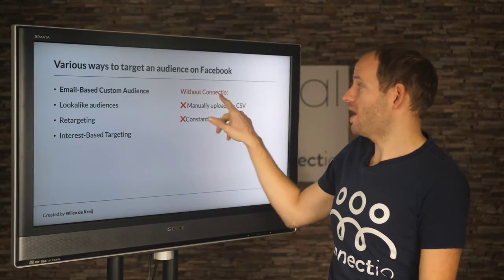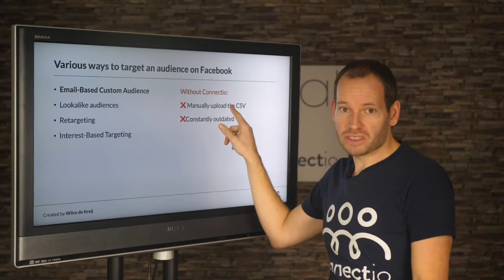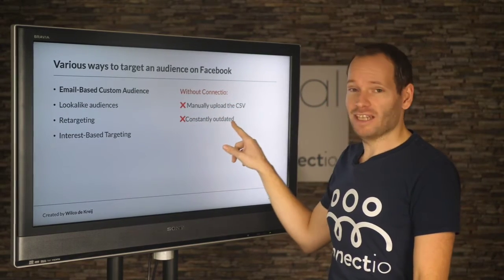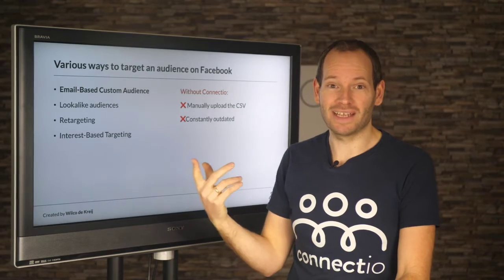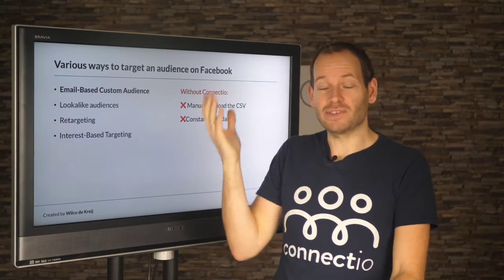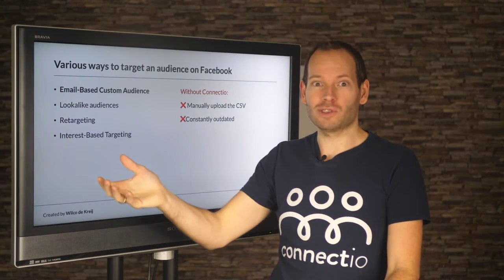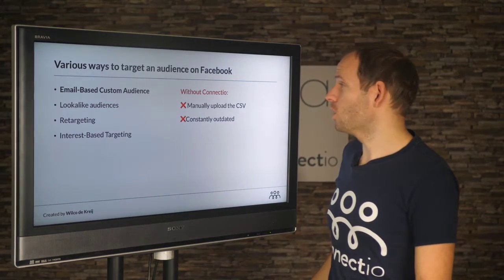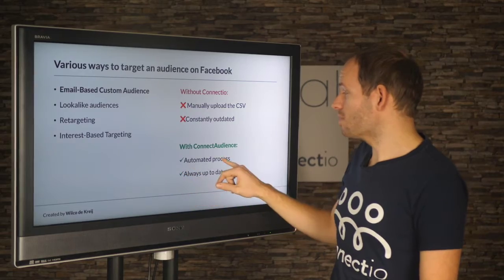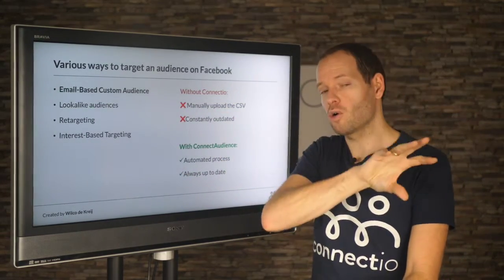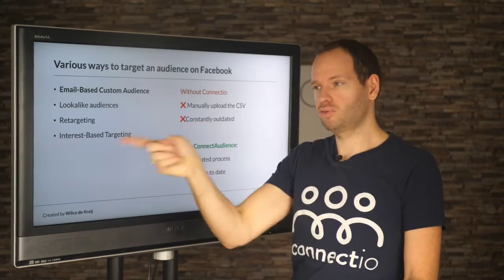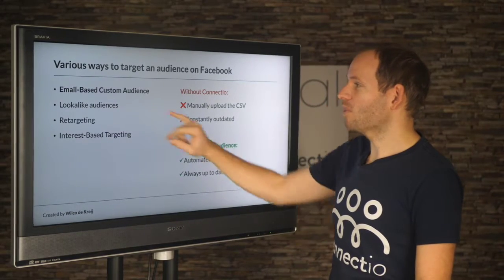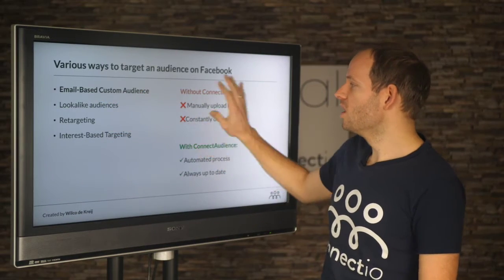Problem is, if you do that without ConnectEO, you'll have to manually upload a CSV, which means it's constantly outdated because you're not going to re-upload it every single day. Let's say you upload a CSV list of all your customers today, then tomorrow someone buys a product, they're not going to be in that custom audience. So that's obviously not good. If you use Connect Audience, it's an automated process. You just connect your CRM or your autoresponder with Facebook, and we upload that every single day. So that's just an example of how your email-based custom audiences are improved using ConnectEO.